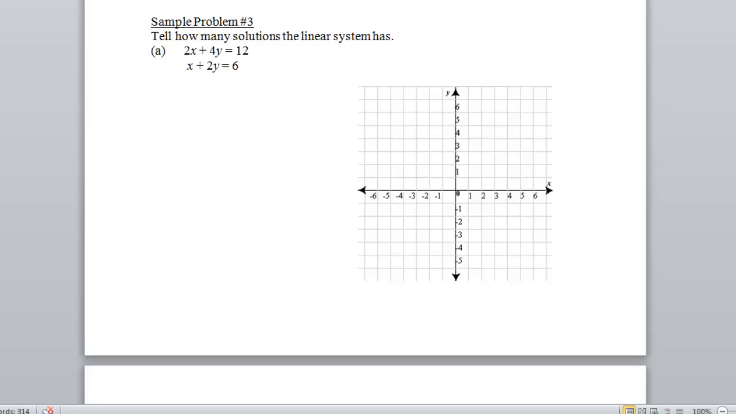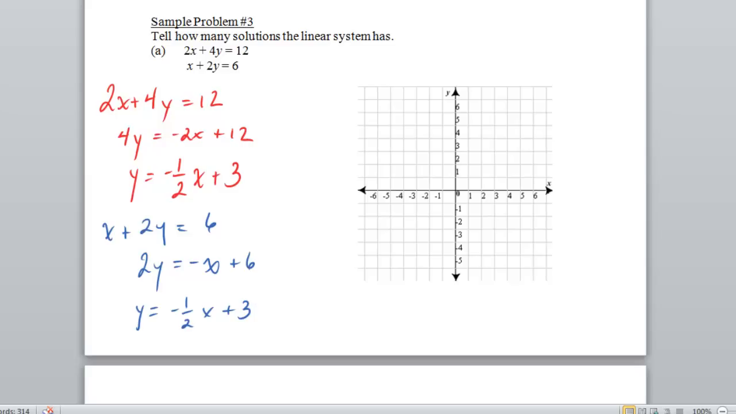Okay, I'm going to start sample problem 3, part A. Again, I'm just going to go ahead and convert both of these to slope-intercept form. And you can see here that I've graphed both. I've converted each one of them to slope-intercept form. Now, you should be able to see very clearly that both of these equations end up equaling the same thing. So they're the same line, but we're going to go ahead and graph it anyway.